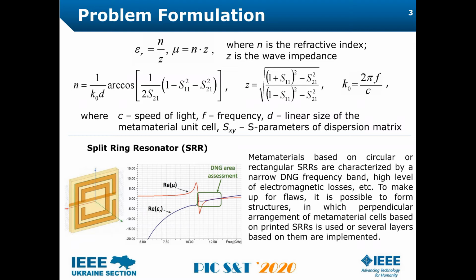To identify a metamaterial as a DNG structure, it's necessary to evaluate its electromagnetic properties. Such estimates come down to an analysis of the sum of the real part of the quantities epsilon and mu. As a classic example of the metastructure unit cell on the basis of which a negative refraction index can be achieved, accordingly a DNG frequency range can exist, the split ring resonator, SRR.